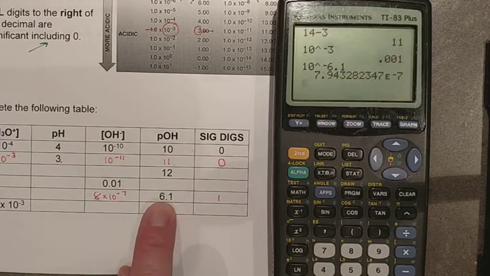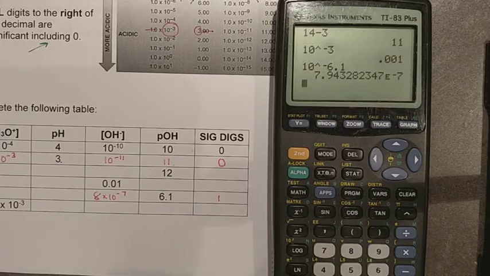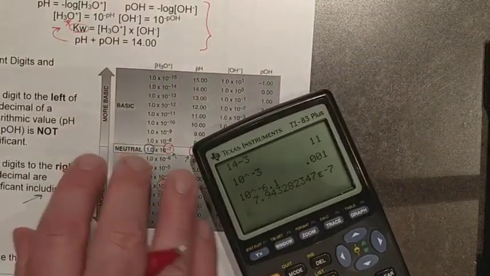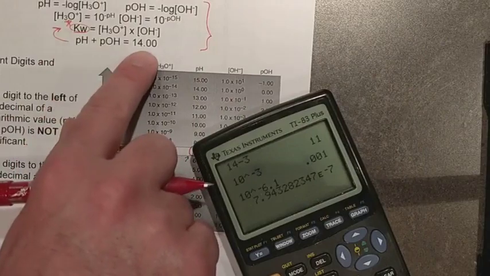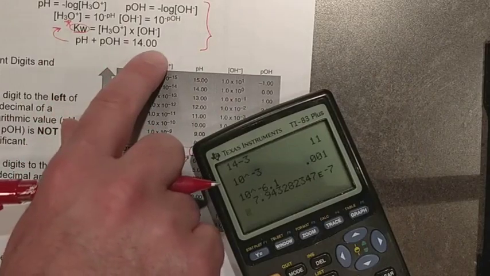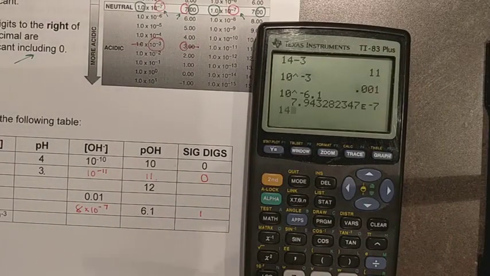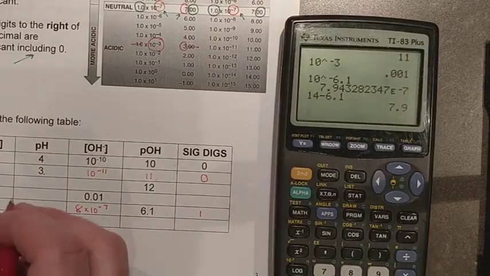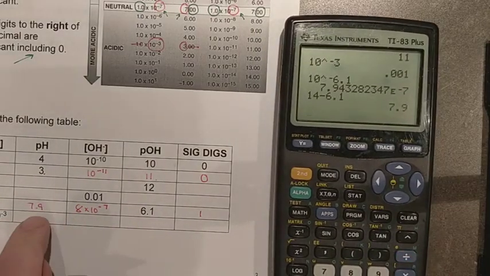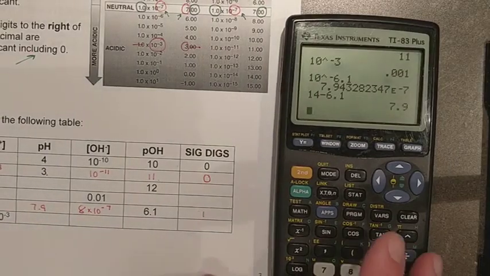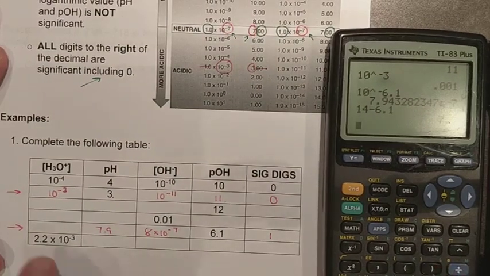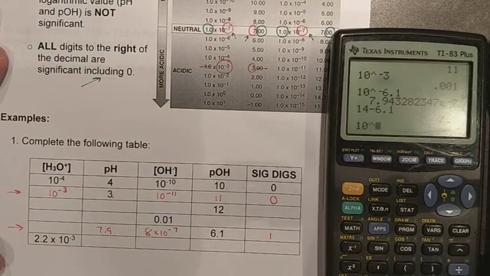We can use this pOH value to figure out a pH, since pH plus pOH are equal to 14. Subtract that pOH from 14, and the remainder will be the pH value. 14 minus 6.1 gives us, obviously, 7.9, which is still a 1 sig dig answer. And now we just have to do our hydronium to pH conversion. And so 10 raised to the power of 7.9.